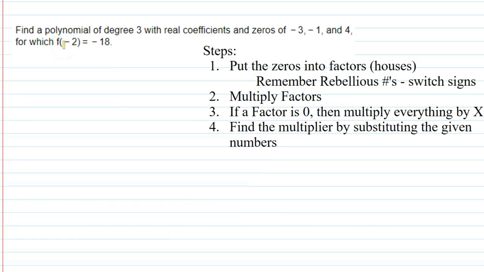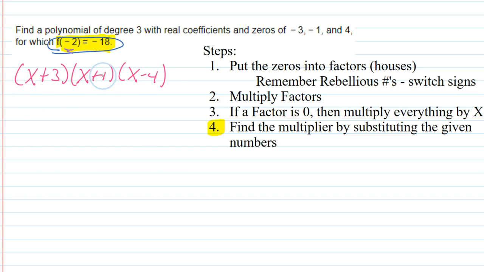Now this problem gives us some extra information. It tells us when we substitute f of negative 2 in, we should have an answer of negative 18. So we're going to have to add an extra step at the end. The first steps are the same. Now they tell us it's a third degree, which means we're going to have an x cubed in our answer. So we do all the steps the same. We have the zeros or the solutions of negative 1, negative 3, and 4. So when we write the factors, we switch their signs.